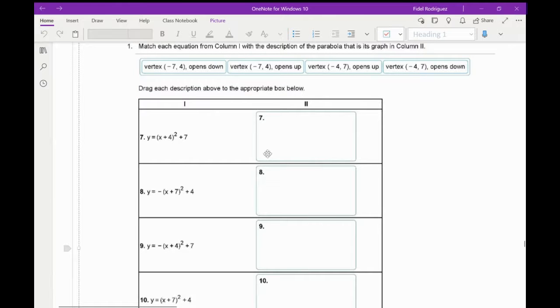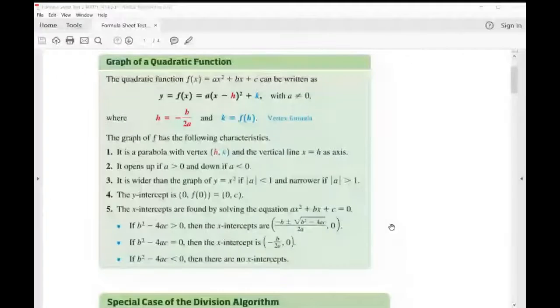The first thing I'm going to do before I actually do number 1 is stop sharing this and come back to my formula sheet, because in my formula sheet, it's going to tell me exactly how I'm going to be able to do this.